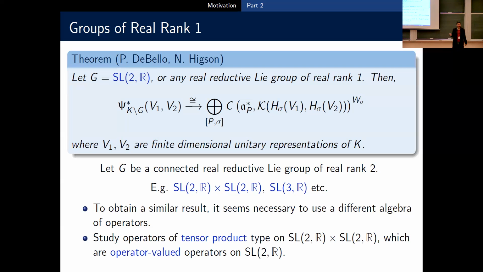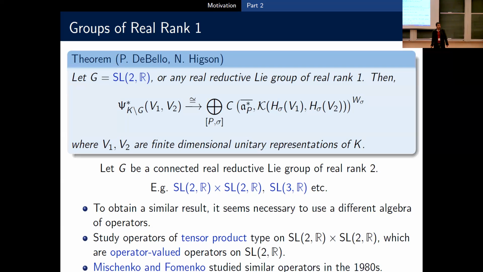Now, if one goes a long way back in time, in the 1980s, Mischenko and Fomenko studied a class of operators with values in Hilbert C-star bundles, and such operators were used to generalize the Atiyah-Singer index theorem. So our goal today is to poke at this question of operator valued operators from the perspective of Van Erp and Yanken.